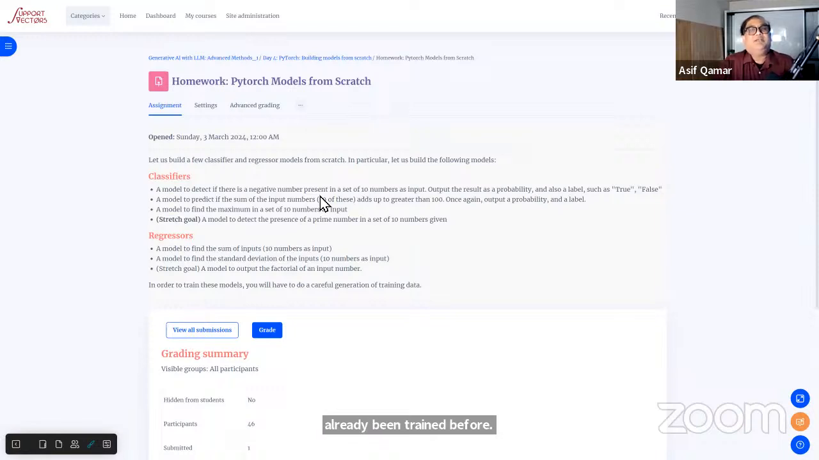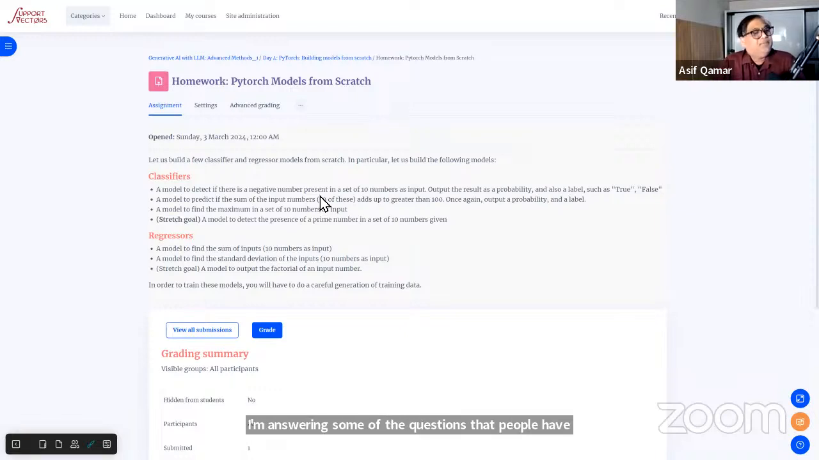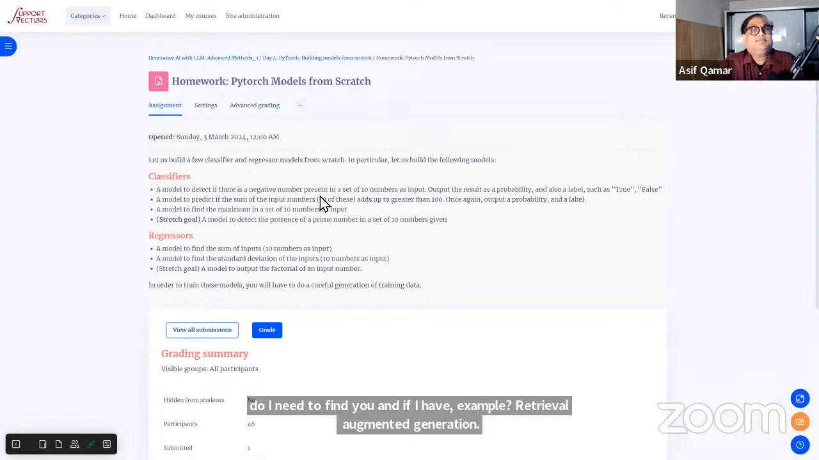Can you fine tune a fine tuned model? You can go on fine tuning a fine tuned model. You can take a fine tuned model and further fine tune it. I'm answering some of the questions that people have asked. Is it RAG versus fine tuning? Why do I need to fine tune if I have RAG, for example, retrieval augmented generation? Who would like to answer that question?